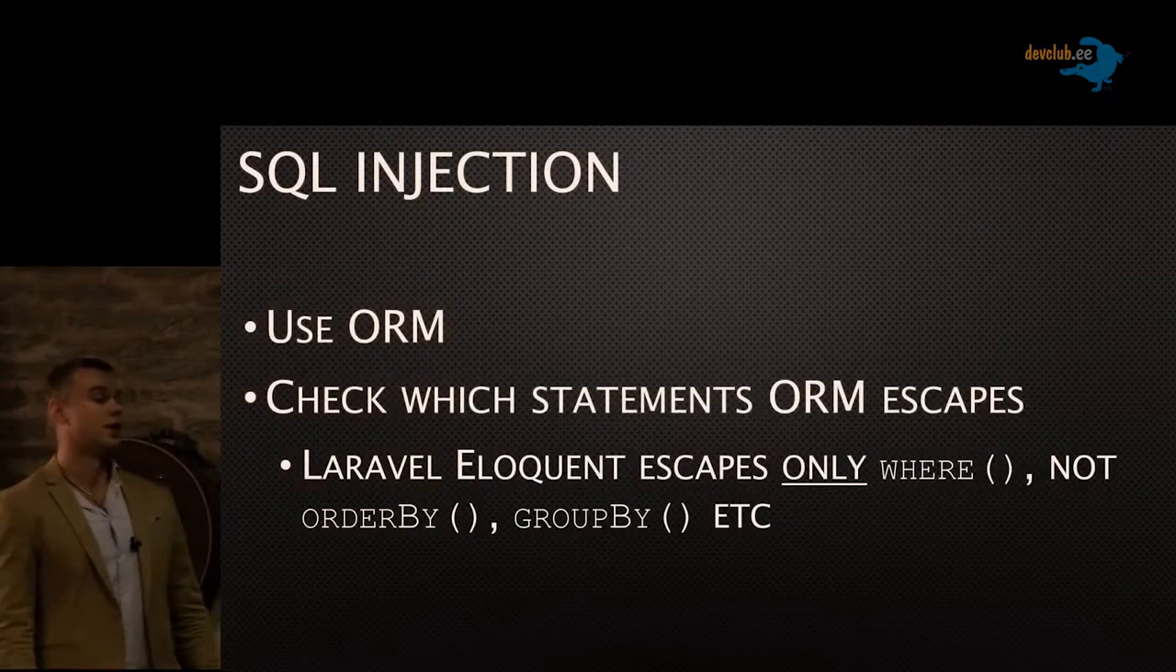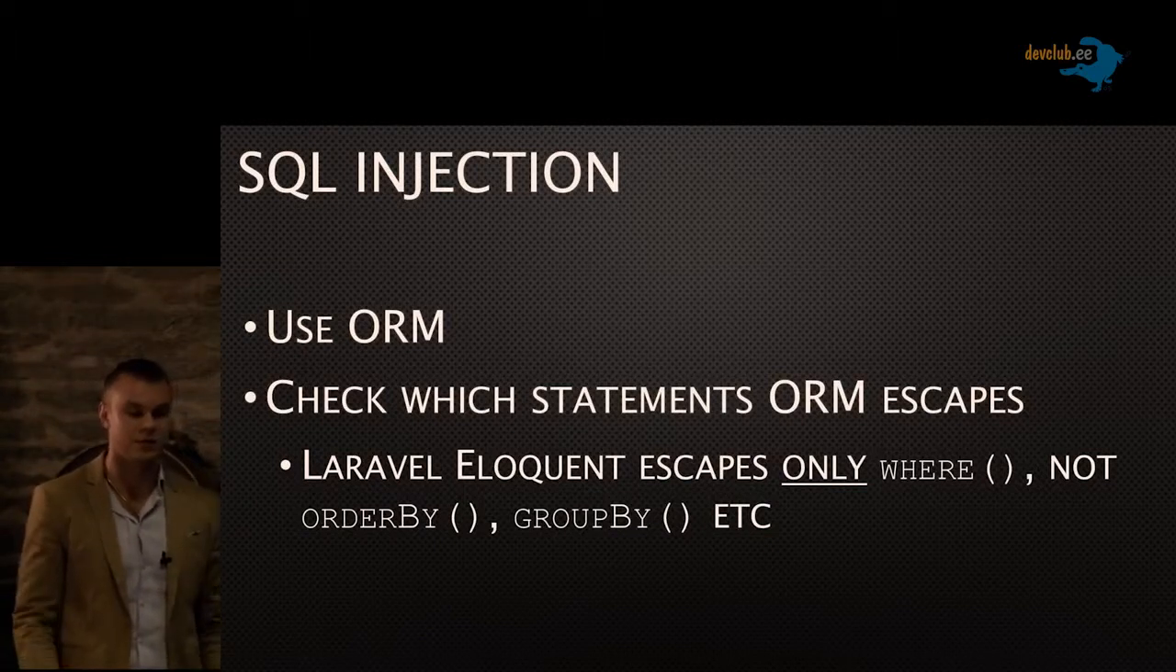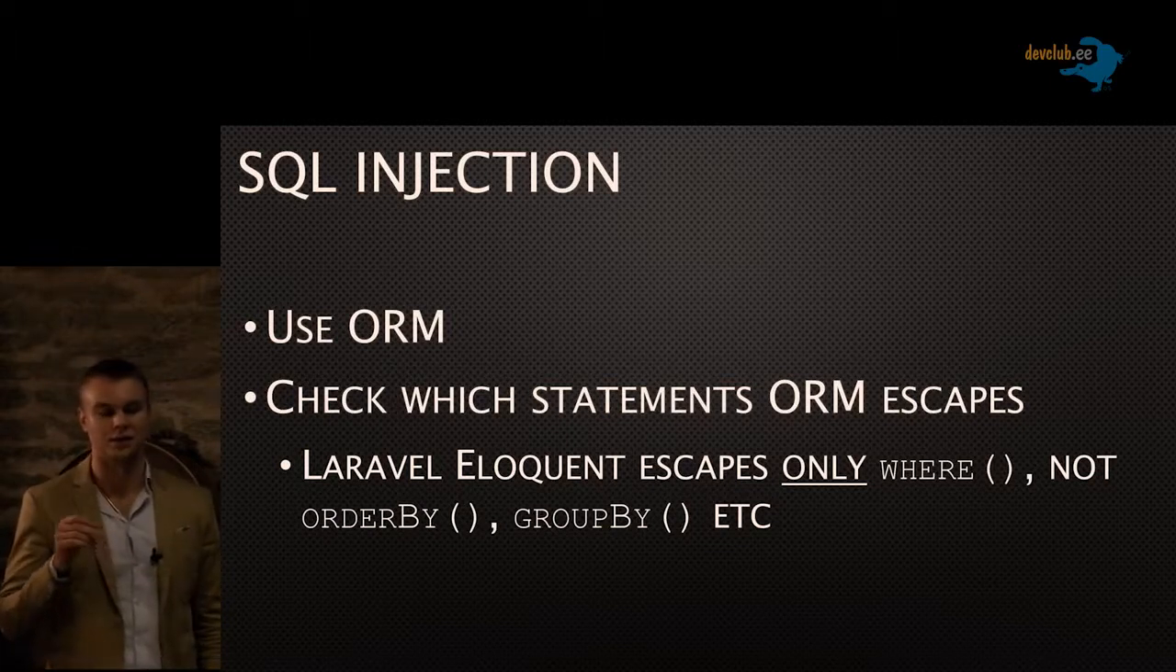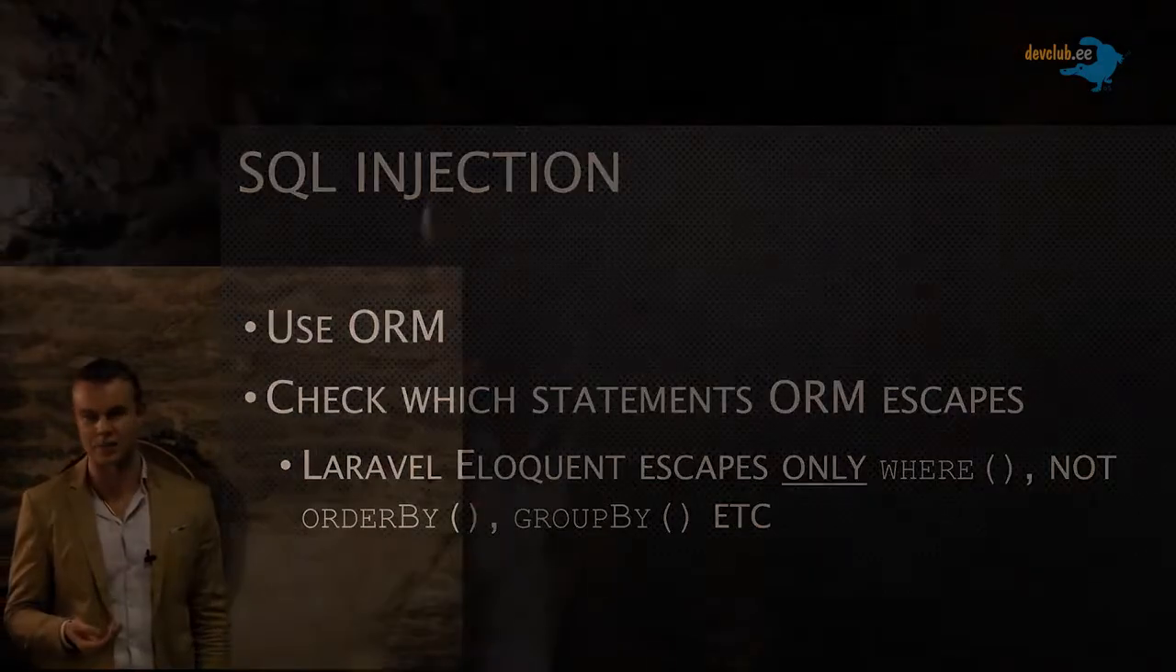Okay, let's go on. We have SQL injection, which is pretty obvious, but there's one gotcha: some of the ORMs, what we call data object mapping, actually don't escape some of these SQL commands. For example, where escapes the user input, but in Laravel Eloquent, which we use, they don't escape order by or group by or the others, right? How did we find out about it?